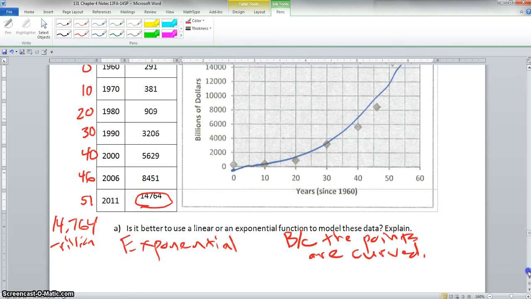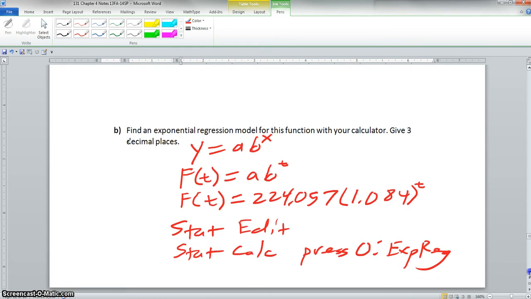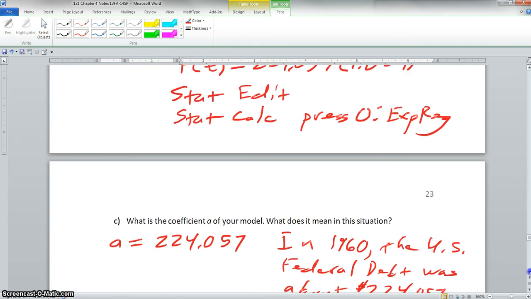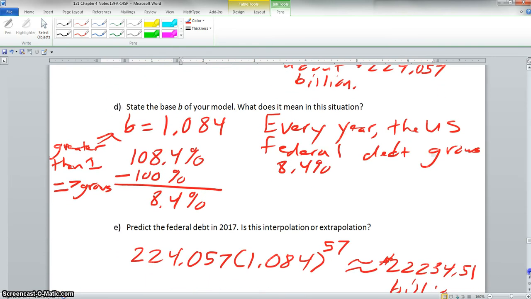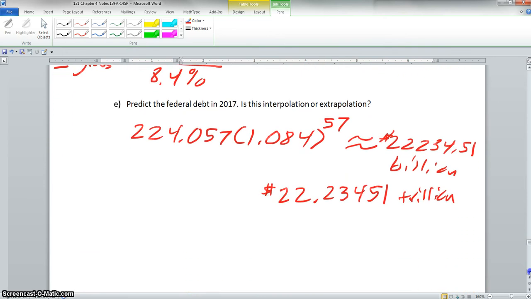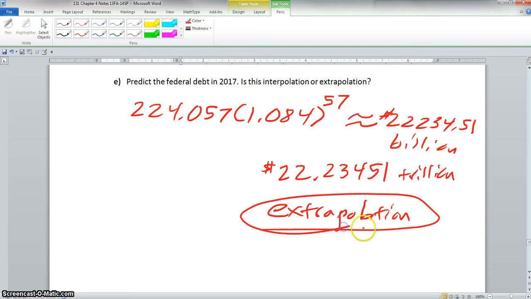Now, if we scroll back down here to our current problem, we're at 22 trillion. So what that means is that this is extrapolation because it does not fall within the data that's given. So that is our final answer. It's extrapolation.